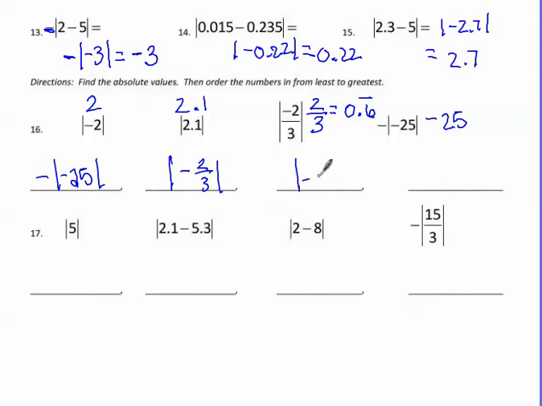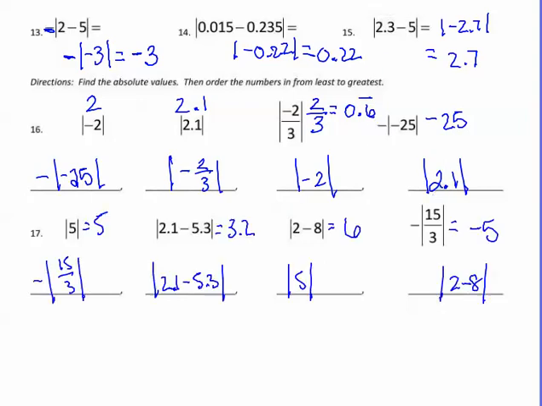Then 2, so I'm going to write absolute value of -2. And 2.1 is the largest, so I'm going to write that, keeping it in original format. Pause the video and try number 18. Check your answers with the ones written below.